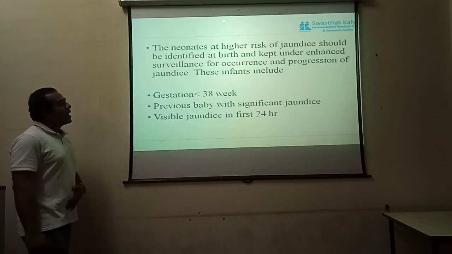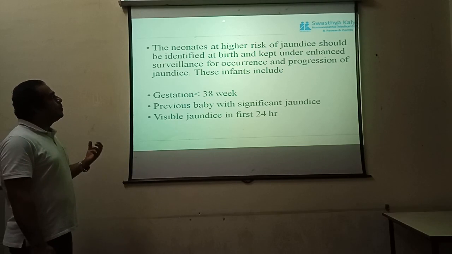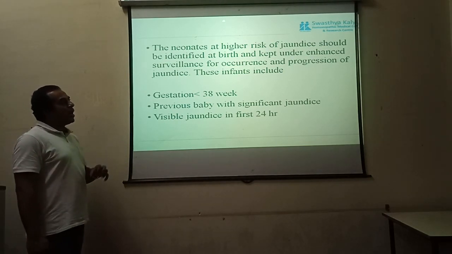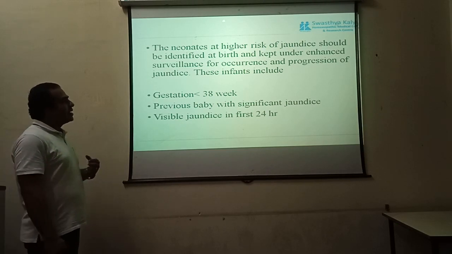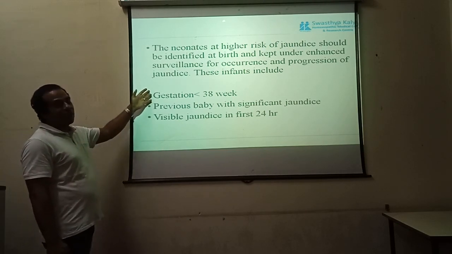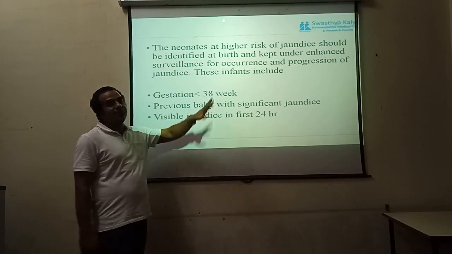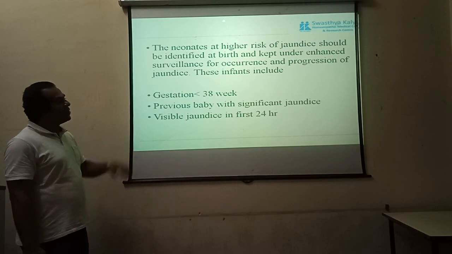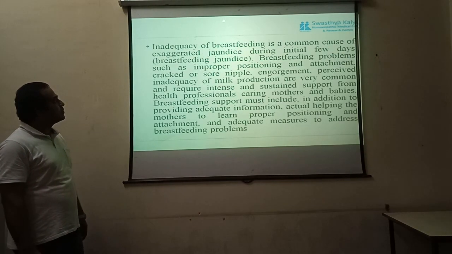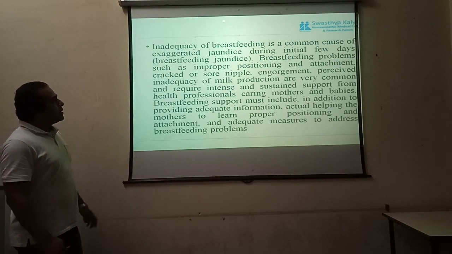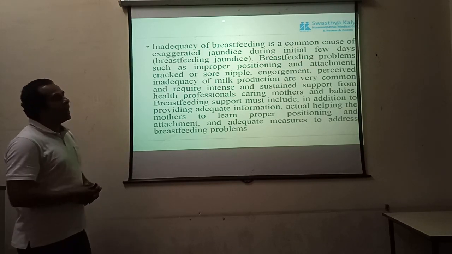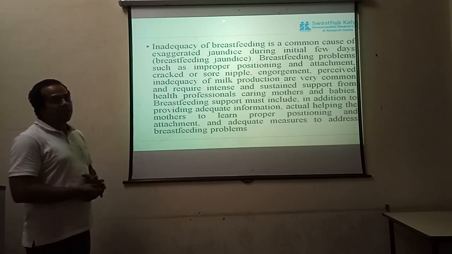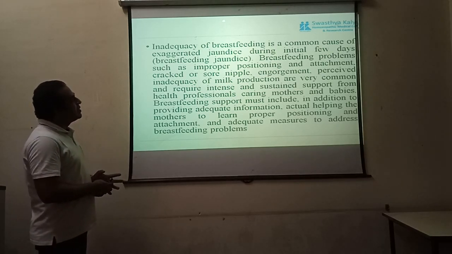The neonates at higher risk of jaundice should be identified at birth and kept under enhanced surveillance for occurrence and progression of jaundice. These infants include gestation less than 38 weeks, 38 weeks being term, a previous baby with significant jaundice, and visible jaundice in the first 24 hours. Some other causes also include inadequate breastfeeding, which causes exaggerated jaundice during the initial few days.